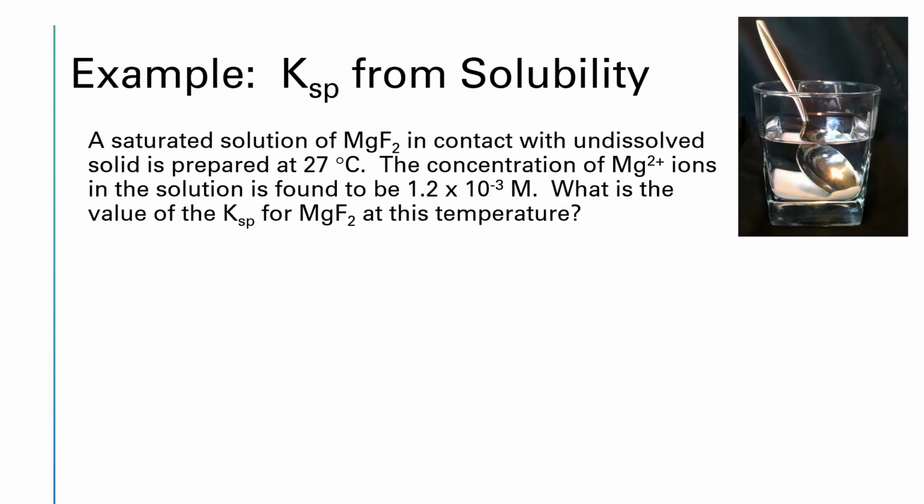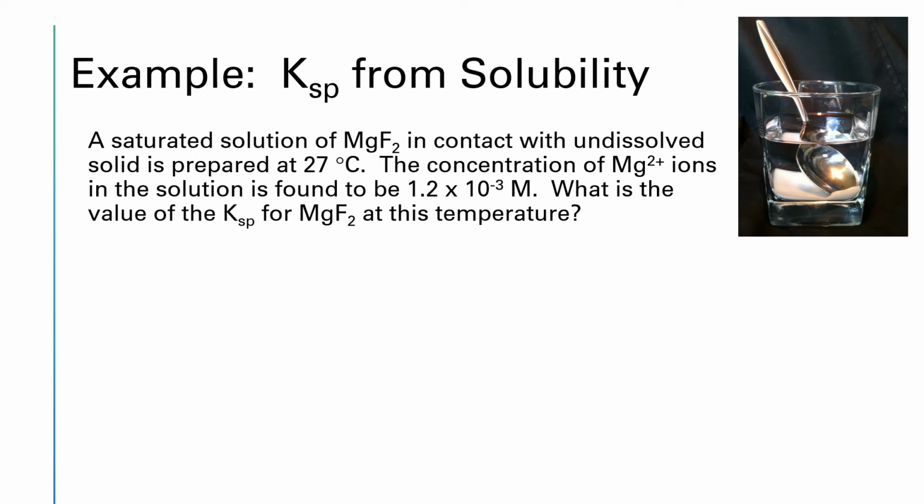Let's look at this first numerical example. It says we're trying to find KSP from solubility data. A saturated solution of magnesium fluoride in contact with undissolved solid is prepared at 27 degrees C. Remember, that experimental setup is how you typically identify that you have a saturated solution. You still have some solid sitting there, so you know it's saturated, because if it were unsaturated, that solid would just keep dissolving. But the fact that solid is there means it is completely saturated.